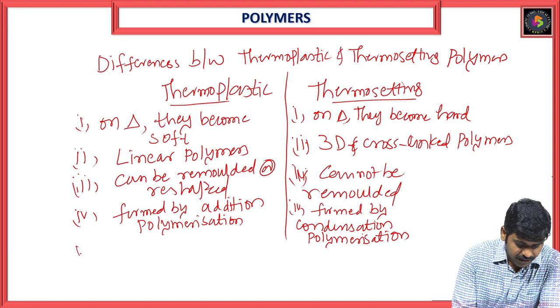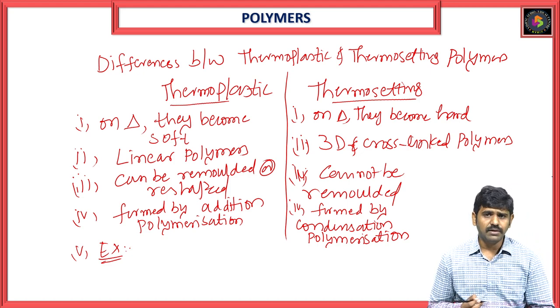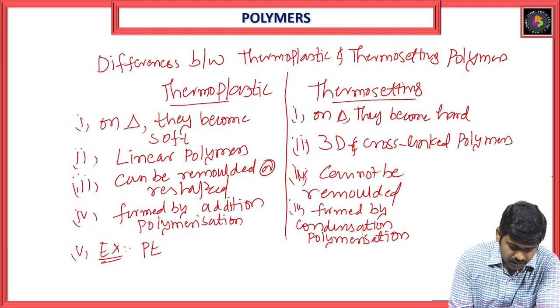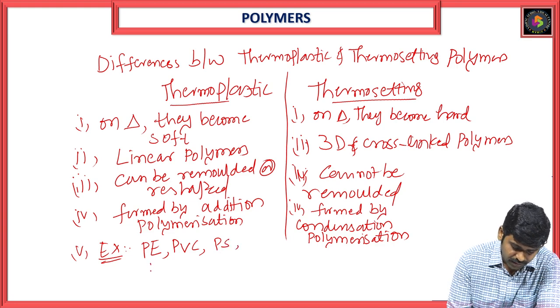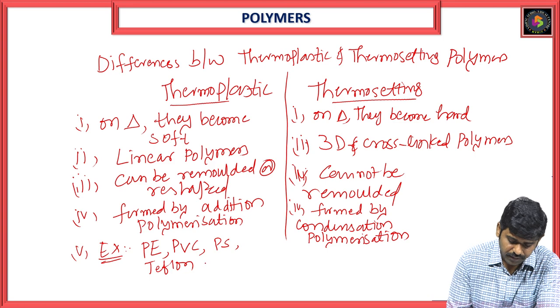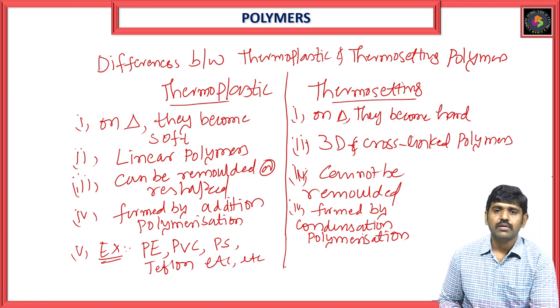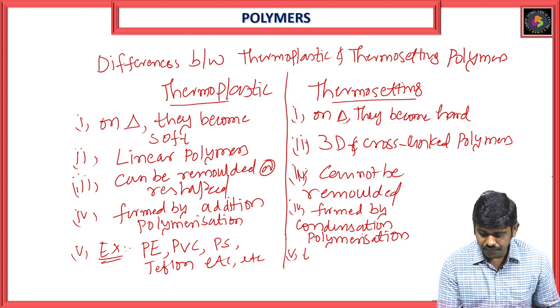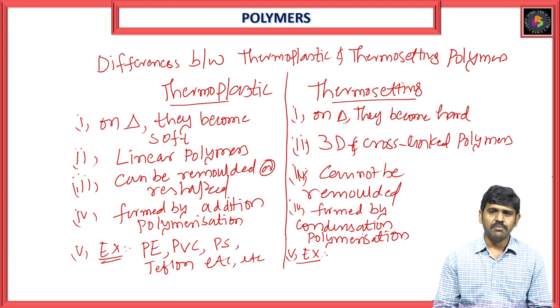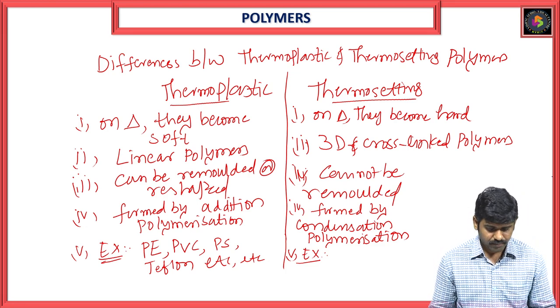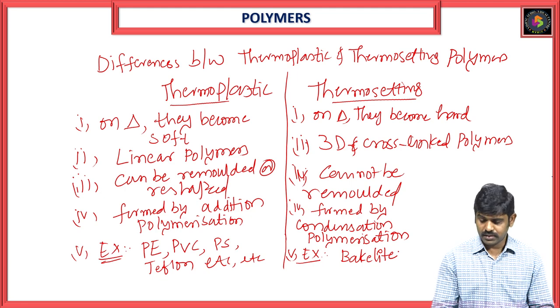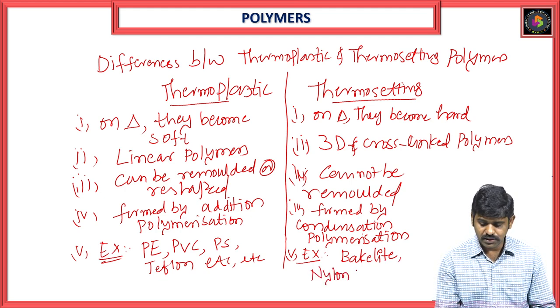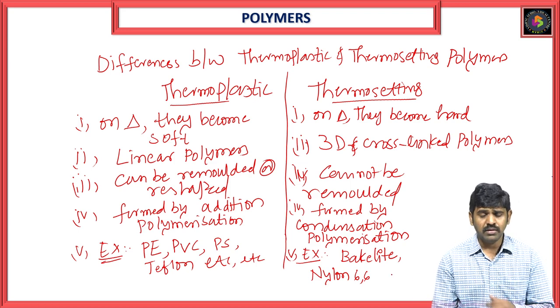Done. Next, examples of thermoplastic polymers are polyethylene, polyvinyl chloride, polystyrene, Teflon, etc. Next, examples of thermosetting polymers are bakelite, nylon 6,6, nylon 6,10, terylene, etc.